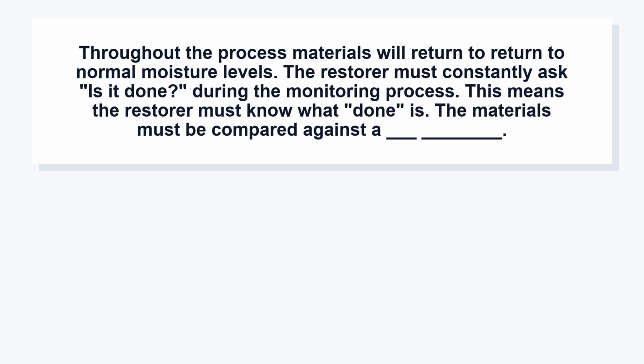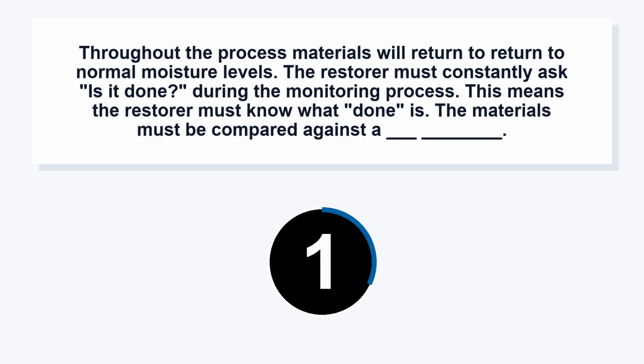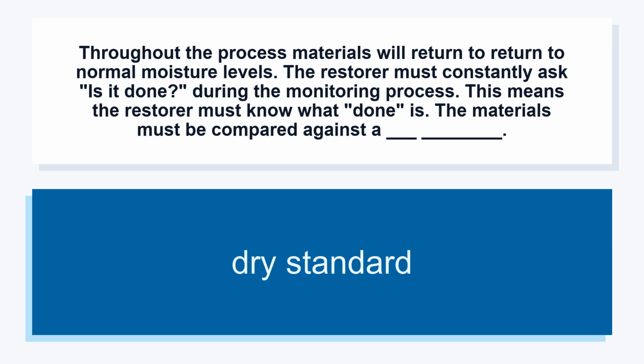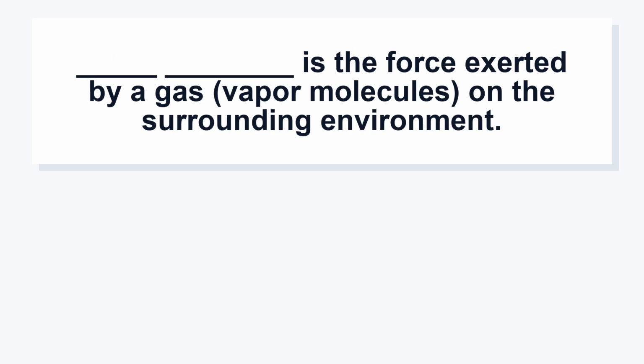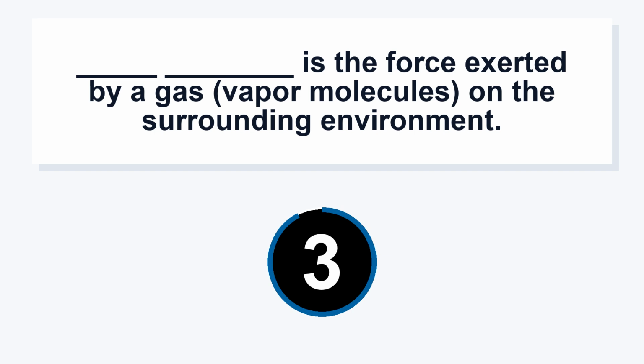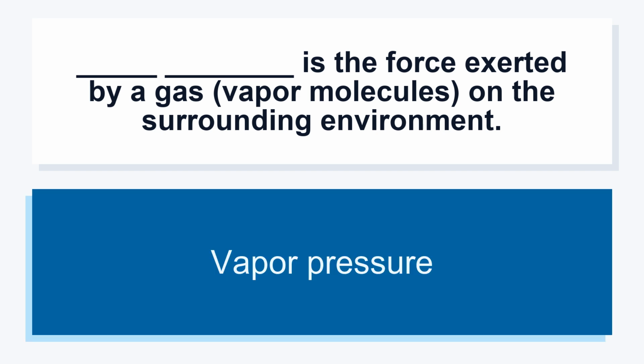Throughout the process, materials will return to normal moisture levels. The restorer must constantly ask, "Is it done?" during the monitoring process. This means the restorer must know what done is. The materials must be compared against a dry standard. Vapor pressure is the force exerted by a gas, vapor molecules, on the surrounding environment.